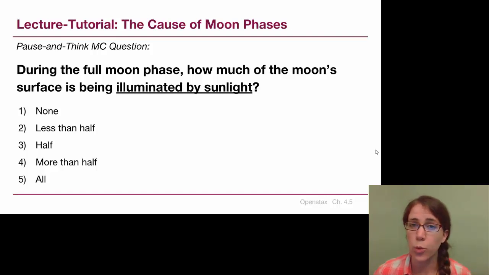Okay. Now the wording here is specific. It's not caring about us on Earth looking at the moon. It's saying out of the entire surface of the moon, how much of it has sunlight falling on it. And that's always going to be half. Whether we're talking about the full moon, or a waxing gibbous moon, or the new moon, the answer to this kind of question, how much is illuminated by sunlight, will always be half.